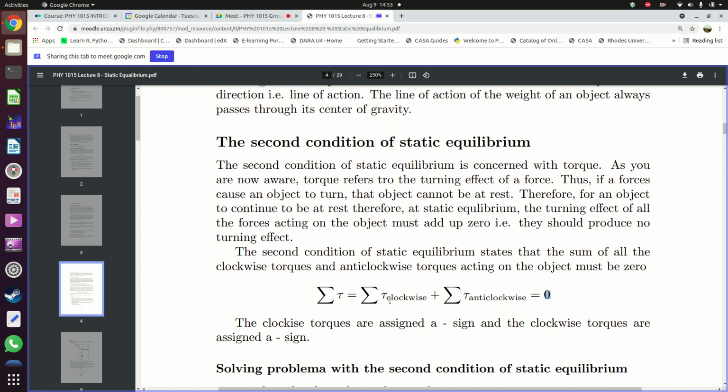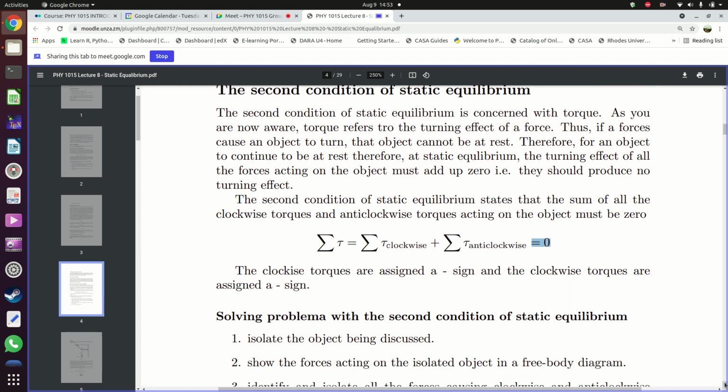So in this particular case, since we have said torque is a vector, you have to choose. If you choose clockwise torque to be positive, then any force producing a clockwise torque we will treat as a positive torque. Then the other ones, we're going to treat them as negative torques, so that when you add them, they all add up to 0. When they do that, then our object will not rotate.